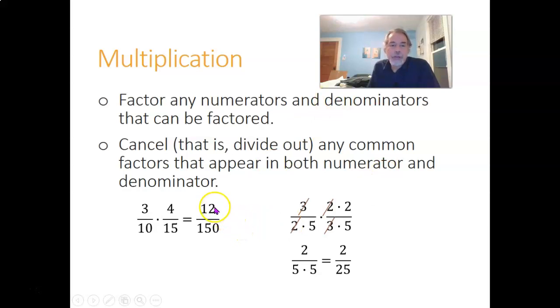Now if we'd gotten this 12 over 150 and then divided the top and the bottom both by 6, that would be 2 over 25. But it's probably easier to divide things out first before you multiply it out. So that's the strategy that we're going to be using when we're multiplying rational expressions. Here's the procedure. Factor anything that you can find to factor in any of the numerators or denominators. And then cancel, that is, divide out any common factors that appear in both the numerator and the denominator.